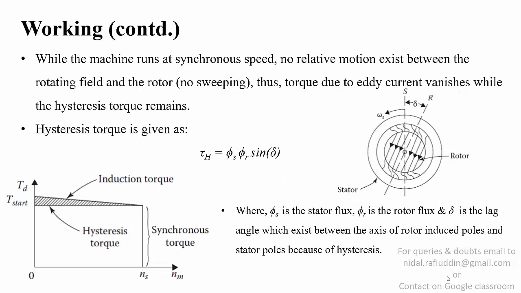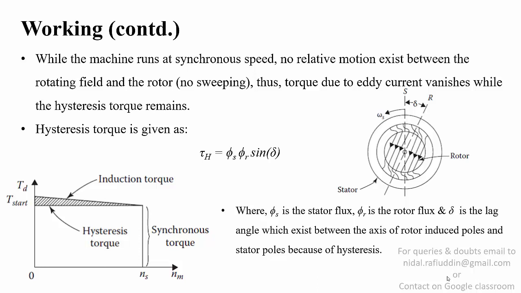Now, while the machine runs at synchronous speed, no relative motion exists between the rotating field and the rotor. That is, no sweeping takes place. Thus, the torque due to eddy current vanishes while the hysteresis torque remains. This can be seen in the torque versus speed curve at the bottom left.